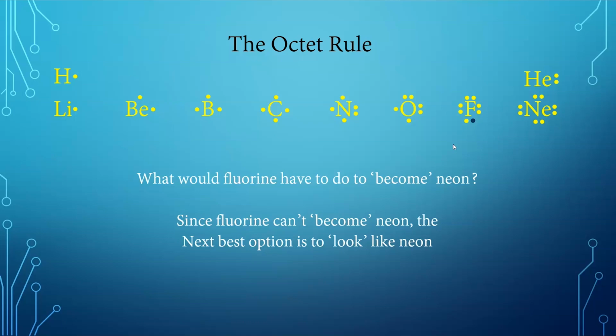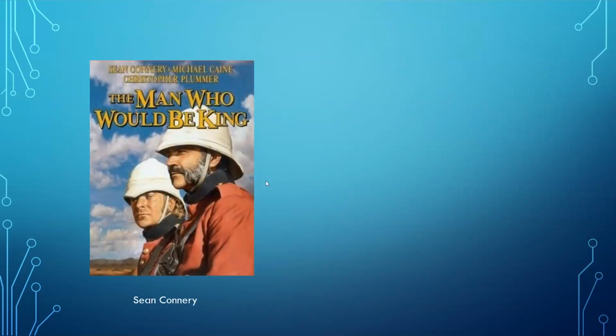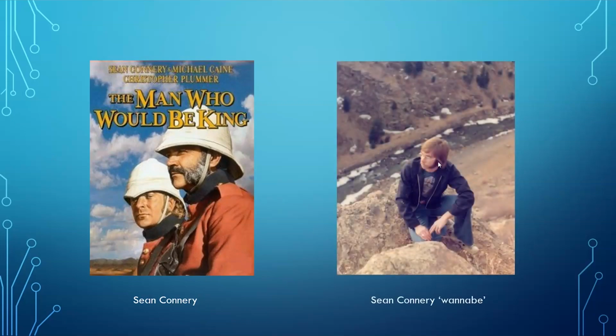And I'm certainly not putting any of you down because I must admit in my youth I was guilty of that same thing. 1975, Sean Connery, who was James Bond before that, came out with a movie, The Man Who Would Be King, and I was a huge Sean Connery fan, so I saw all of his movies. And so in 1976, I decided I would grow these big mutton chop sideburns, and you can probably tell there's quite an amazing resemblance there. Well, maybe not that amazing. So, like fluorine, I couldn't be Sean Connery, but I could try to at least emulate him a little bit.